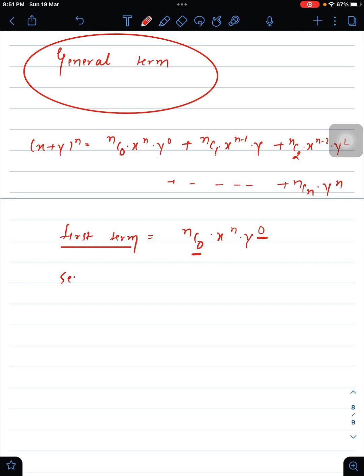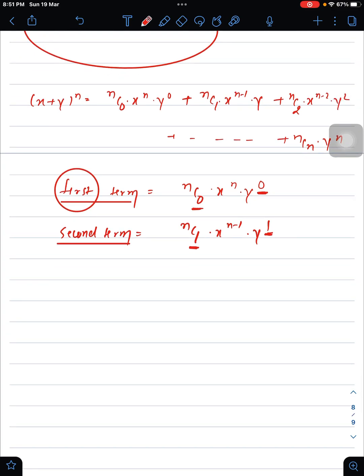Okay beta, second term. Now what have I written? nC1 x to the power n minus 1 y to the power 1. Look beta, this is the second term, but here I have written 1 and I have written 1. Okay, so sir, here you have written the first term, but you have written 0 and 0 here. Here you have written the second term, but you have written 1 and 1 here. So what do you want to say?